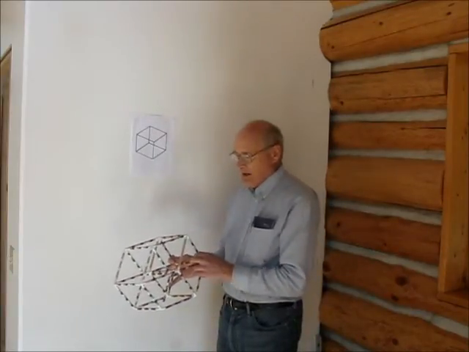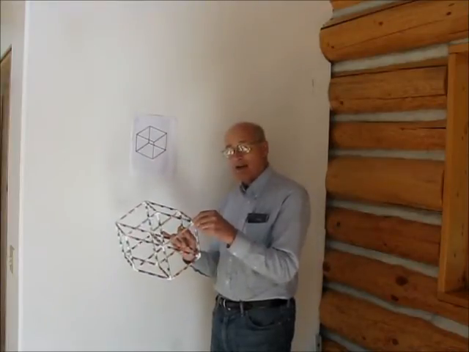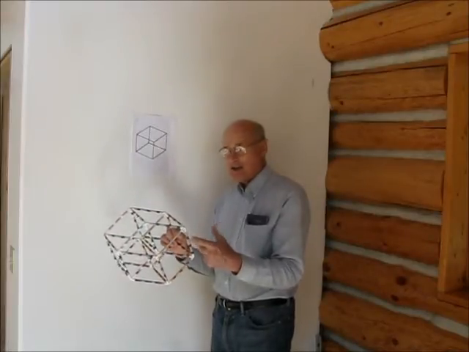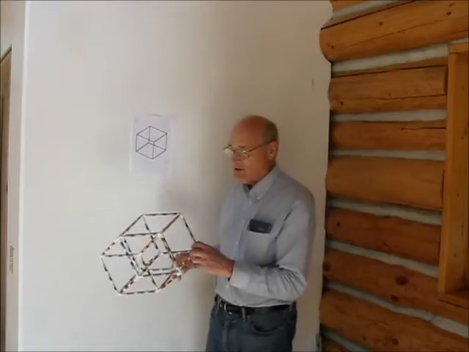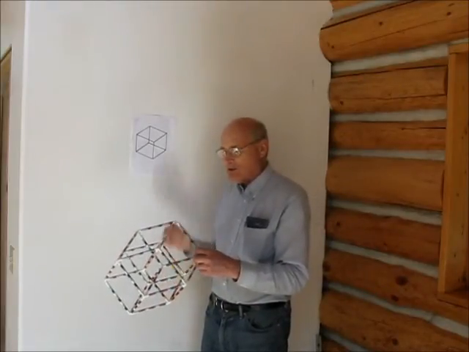So, as I was pointing out, each vertex has 4 lines coming into it because it's a 4-dimensional object, and the 4 lines are the 4 directions that we get with 4 dimensions. Now here's method number 1 for counting all the cubes.